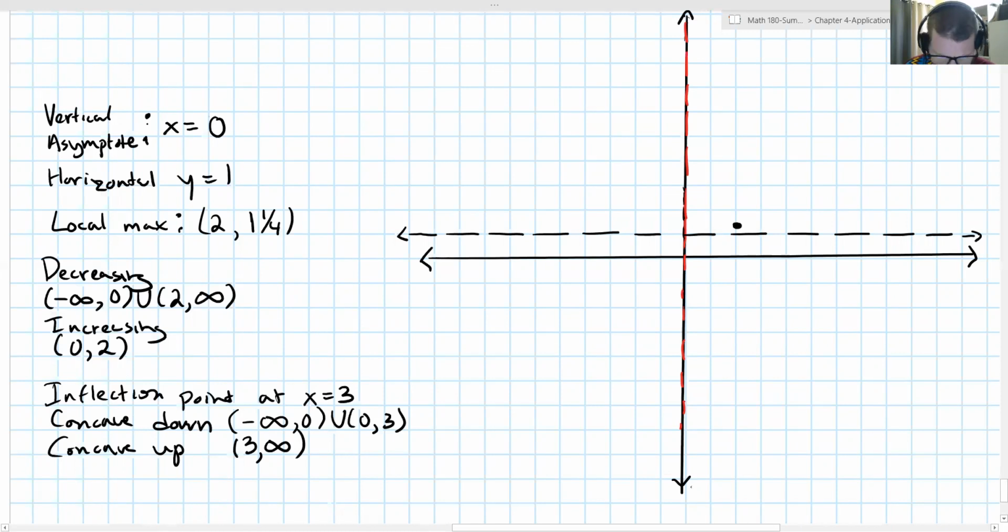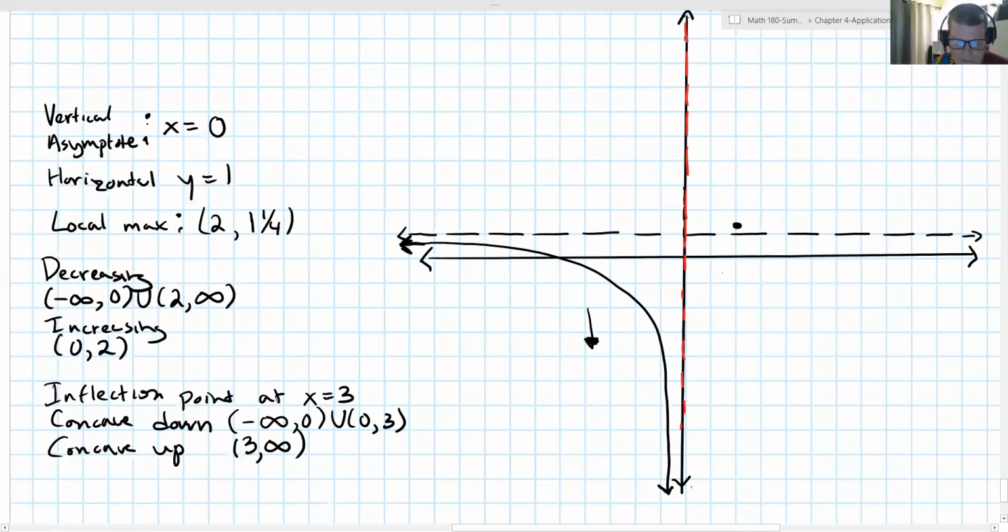So I'm going to draw this. Decreasing from negative infinity to 0, and concave down from negative infinity to 0. So what that means, if I'm decreasing and concave down, got to be down here. It's got to look like that, because we have that horizontal asymptote going towards 1. Notice it's concave down, so it's got to look like that. I have a point of inflection at x equals 3. And since this is a local max, x equals 3 has got to be below that.